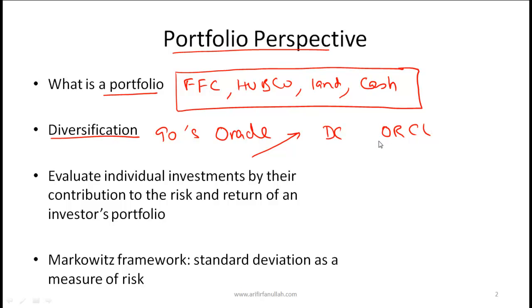So this was well and good as long as the stock was going up. But in 1999, actually closer to 2000, the Oracle stock came crashing down. And those of us who had invested, essentially put all our eggs in the Oracle basket, lost a tremendous amount of money. So this illustrates what happens if one does not diversify.